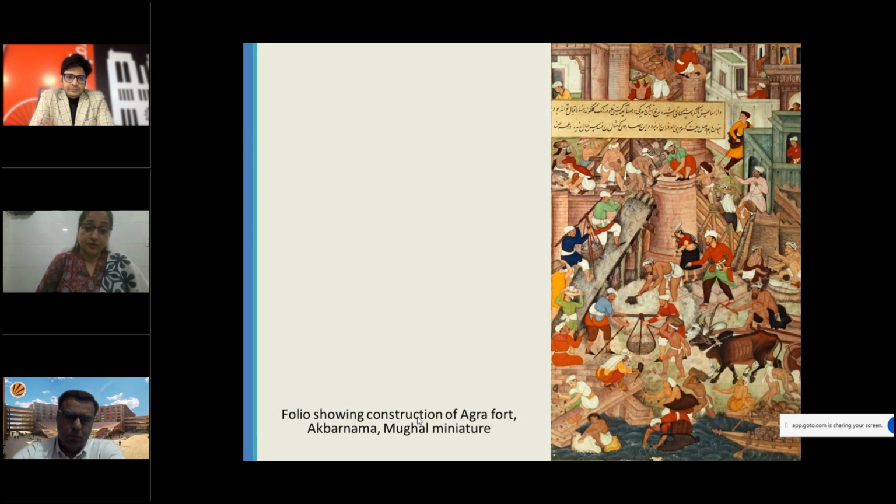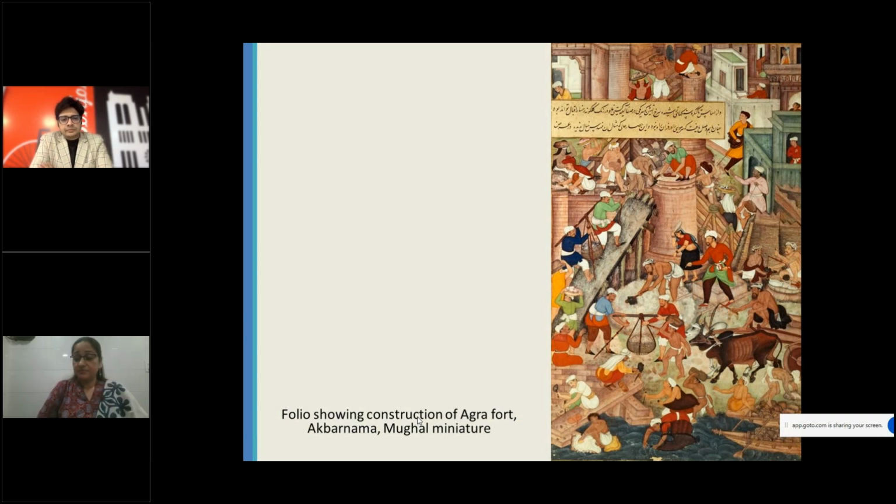This is again a painting from the Mughal time period. It's a folio showing the construction of the Agra fort from the Akbarnama. Akbarnama is basically a manuscript from Akbar's time period. Now, this again is a written record and a visual record of the construction of the fort. Abul Fazl, who was a historian during Akbar's time period, mentions that around 8 years were the time period for the construction of the fort, and 4,000 people were involved. But then not much detail is given about the methods of construction, for instance.